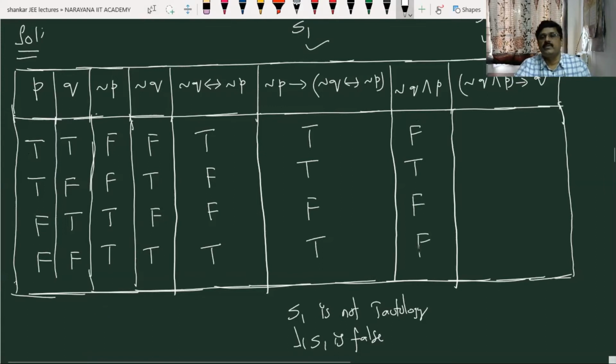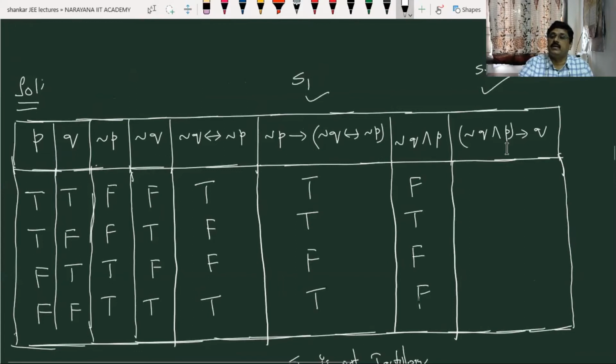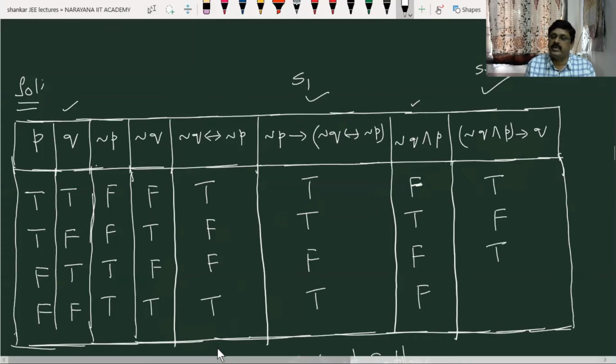Now last, see, students, negation of Q and P implies Q. So this column, carefully watch, students, I mark here. This implies Q. Last, negation of Q and P implies Q. So this column and this column you observe. F implies T. F implies T is T. Next, T implies F is F. Next, F implies T. Again same T. F implies F is T.